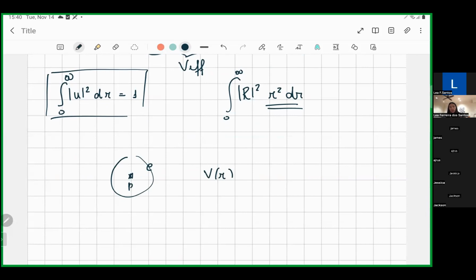This V, now I told you the book uses V, but often somewhere else is coming, William.